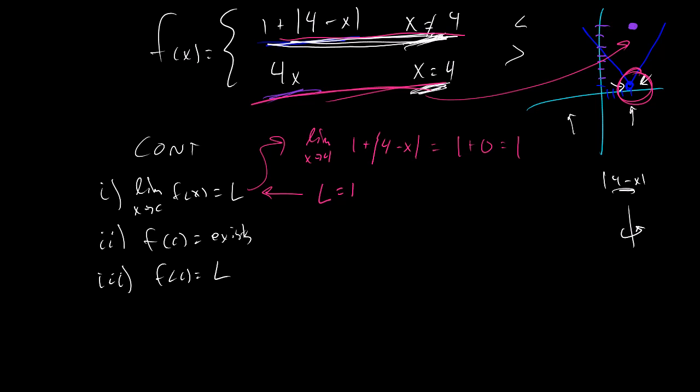Now I need to find my function value. I'm going to find f of 4, because remember, this is our c value right here. These are all our c values. For f of 4, we use our bottom function: 4 times 4 is 16. Did I get... it's supposed to be a 2.